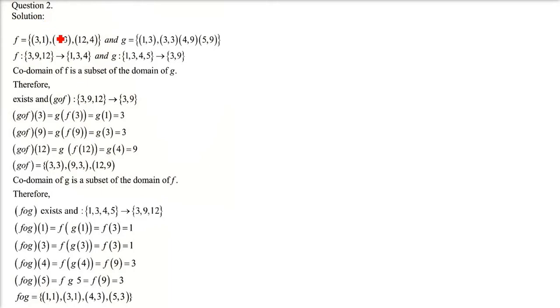So in question number 2, we have f, and this is not in the function form. This is in a pairwise number. So f is (3,1), (9,3), (12,4). g is (1,3), (3,3), (4,9), (5,9). So how to find out this gof and fog? Let me first show you so that you have a better idea how we go about this kind of question. Okay, see here.